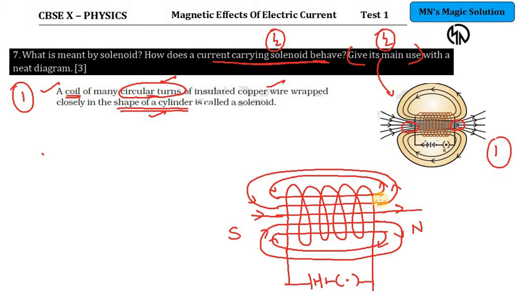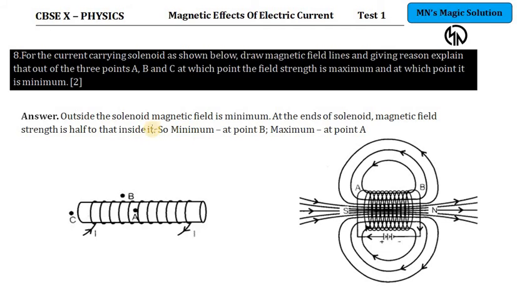Okay. So this question complete, it carries 3 marks, of which the diagram alone carries 1 mark. Make sure you present it well. Question number 8. For the current carrying solenoid, draw magnetic field lines and giving reason, explain which of the 3 points A or B or C, at which point the field strength is maximum. எந்த pointல field strength maximum இருக்குன்றது question.